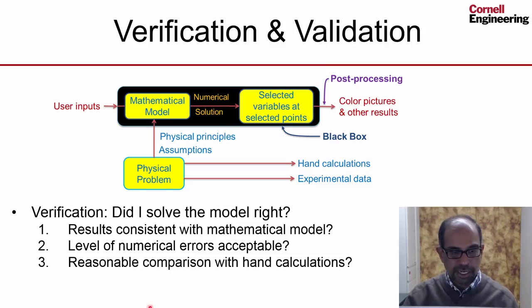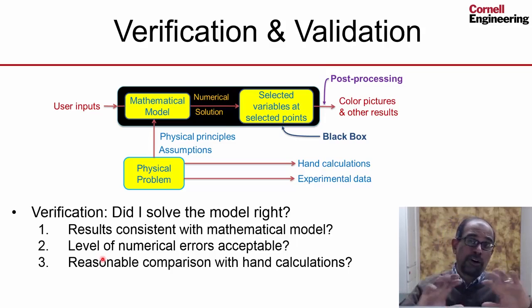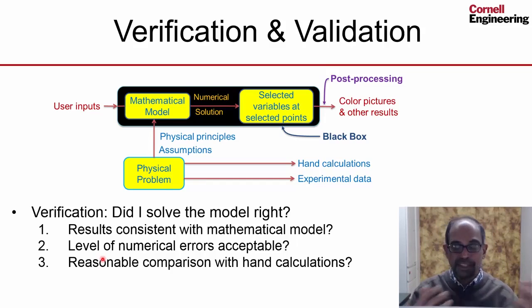The third category of checks is looking at whether we are getting a reasonable comparison with hand calculations. So it's looking at whether the results are comparable to your expectations from hand calculations. You can see that there is judgment involved, right? Engineering judgment involved. What is acceptable? What is reasonable? And so on. And that's something you will get as you get more experience. But one can get into this habit of checking these things right off the bat, and that's what we're going to do.